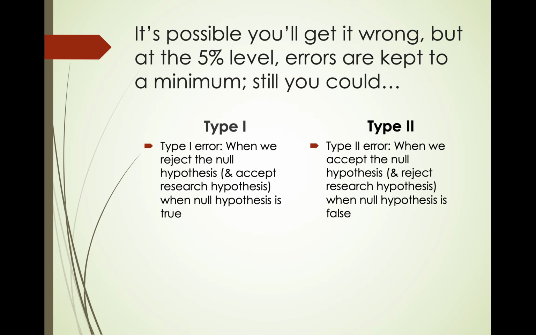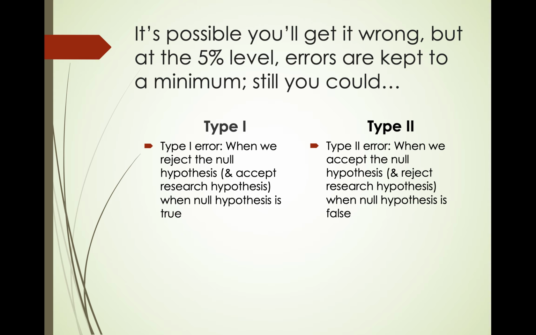And so you could say that there was a difference when there wasn't a difference. So there's two types of errors. There's type 1 error and type 2 error. Type 1 error is when we reject the null hypothesis and accept the research one when the null hypothesis was actually true. And then the type 2 error is when we accept the null hypothesis and reject the research one when the null hypothesis is false.